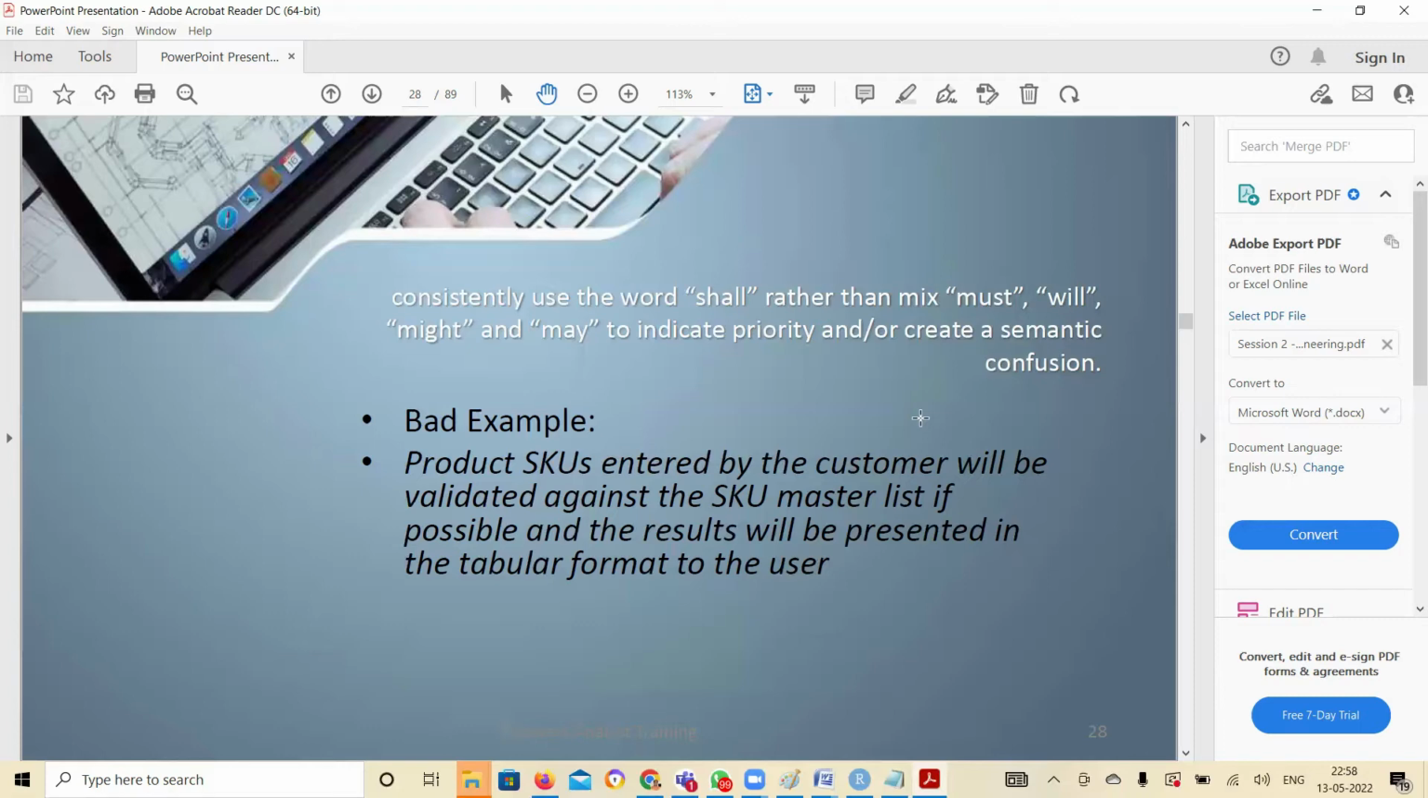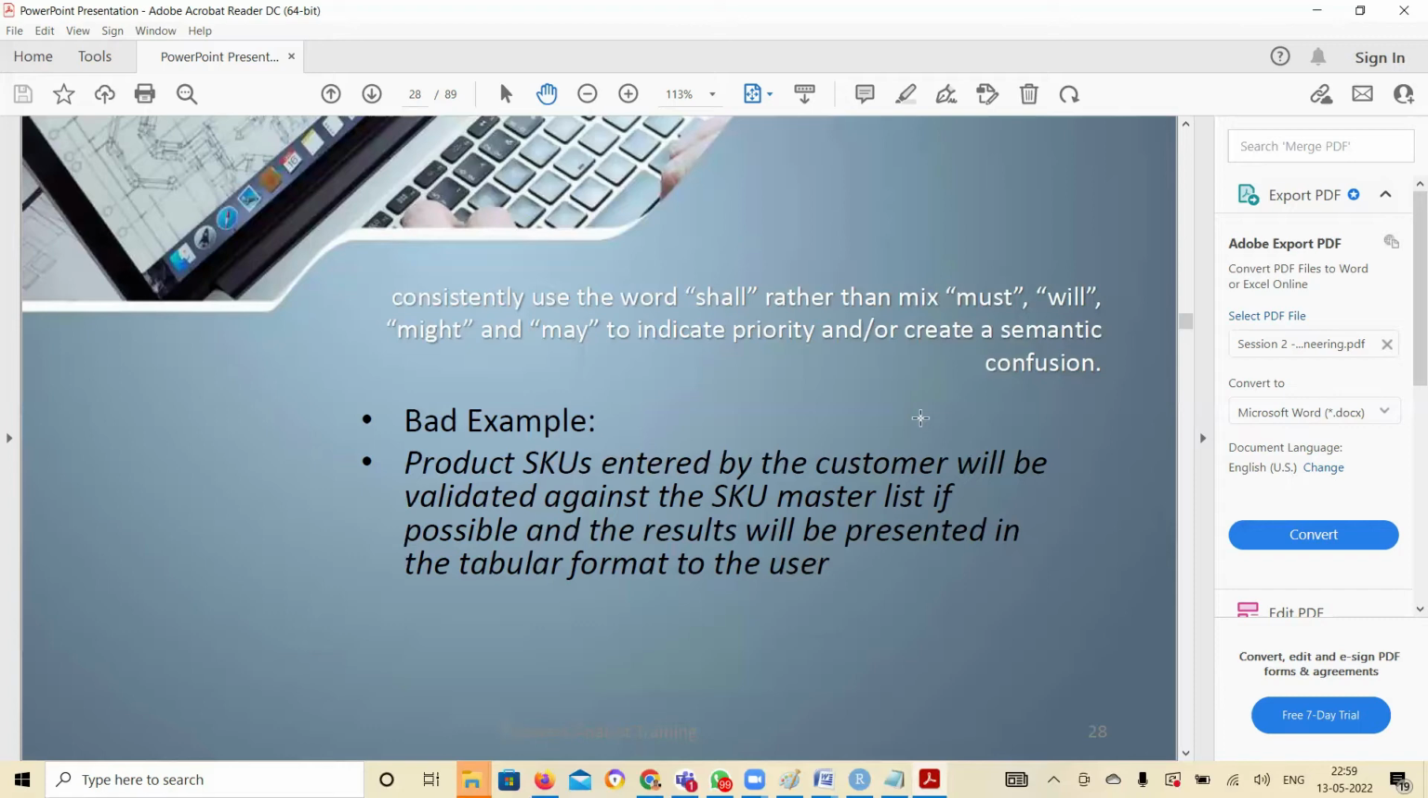The product SKUs which are entered by the customer are validated in the SKU master list if possible. So whenever they enter the data, after validation, the result will be presented in the tabular format to the user. That's what I get from this description.